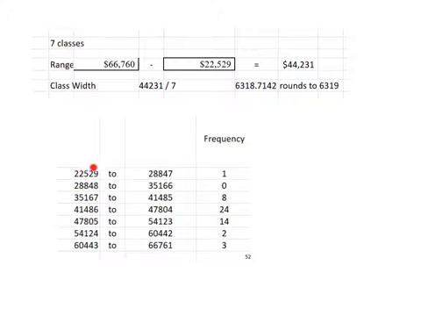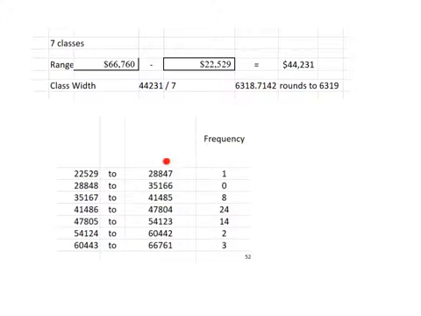I started with my lowest value, my minimum value. And then I know I want these classes to be that wide. So I added this number, the 6319, to the 22,529 and got that. Then I added it again until I had 7 classes built. And because we don't want a piece of data to be able to fall into 2 different classes, I subtracted 1 from that value and came up with that. And then I added that same class width, same class width coming down this way.